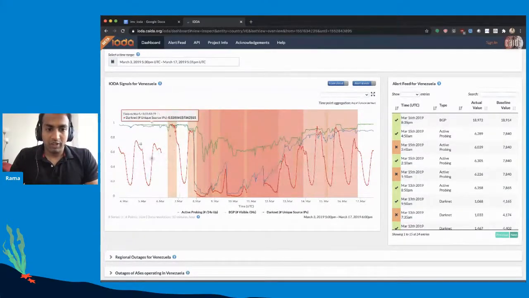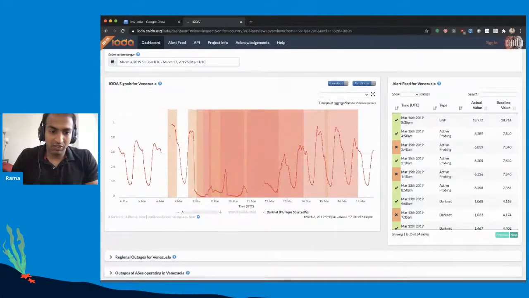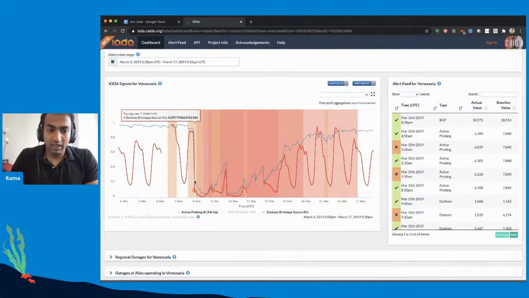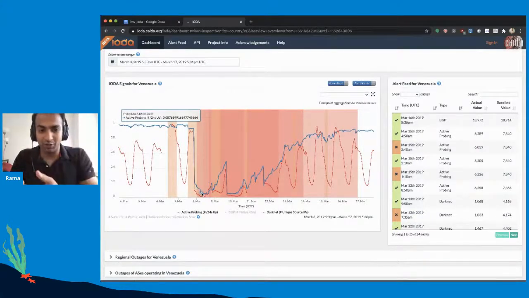But coming to Venezuela's graph, you can see that on the 7th of March at around 2000, there's a significant drop in both the Darknet and the active probing data sources, which was when the first power outage actually happened. Then in the time since, every now and then there was partial recovery, but then there was one more outage. This was because of a phenomenon called cascaded power outages, where when power was being restored, something else went wrong, and therefore that resulted in an outage again.